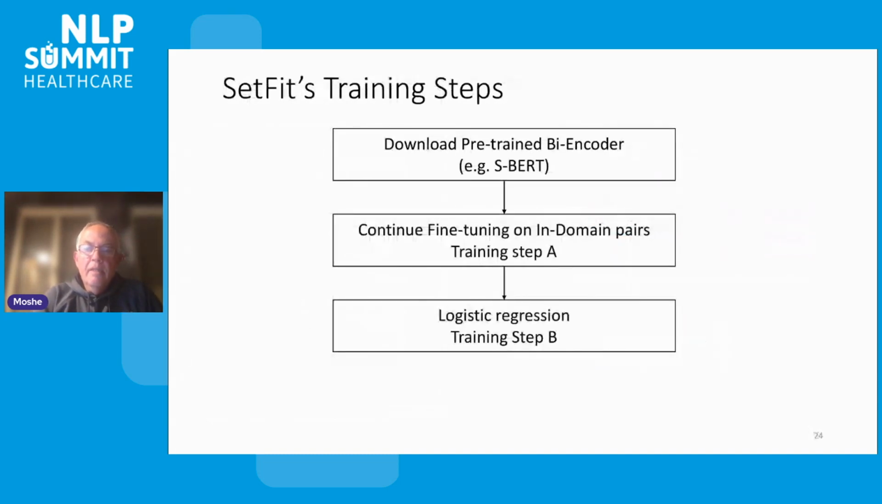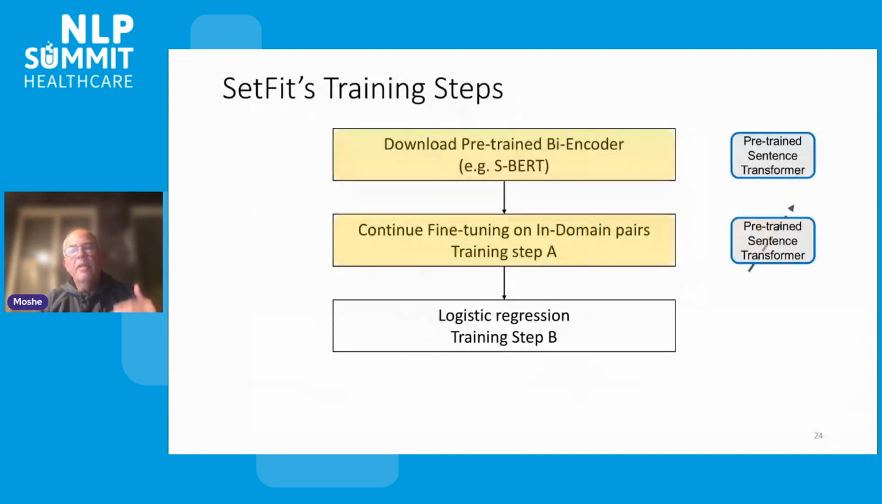So the SetFit training includes the following steps, and I will demonstrate for two classes. The first step is to download a pre-trained sentence transformer. You can download such models from SBERT. The second step is to fine-tune it on your in-domain data, with pairs generated randomly from your training set. This is based on the low-resource training set that you have. And finally, the third step is to train a logistic regression in order to find a hyperplane that separates between the classes.